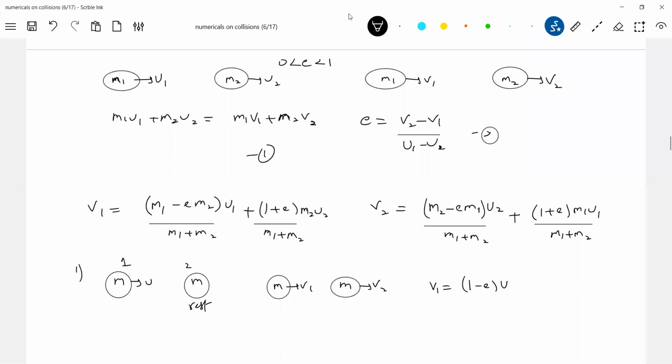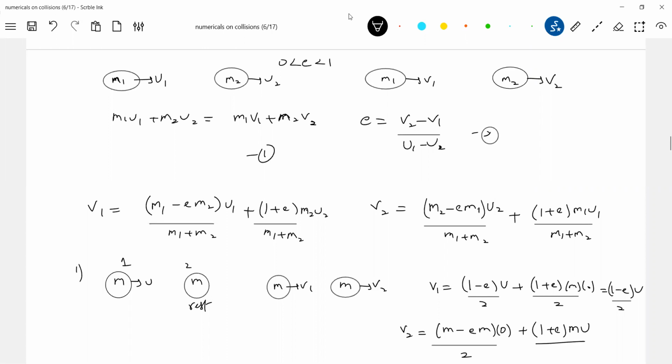What is U1? U1 is u by 2. M1 equal to M2, plus, this will be 1 plus e. U2 is 0. So this will become 1 minus e. Now similarly, let's calculate V2. V2 will be, U2 is 0, so this M minus e M u by 2, 1 plus e. M1 is how much? M, this is u by 2.